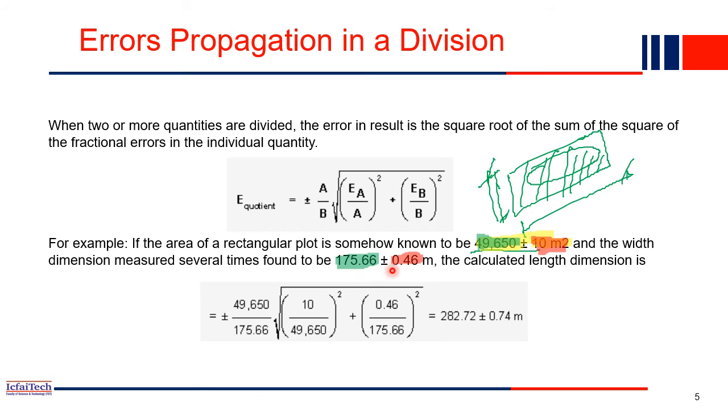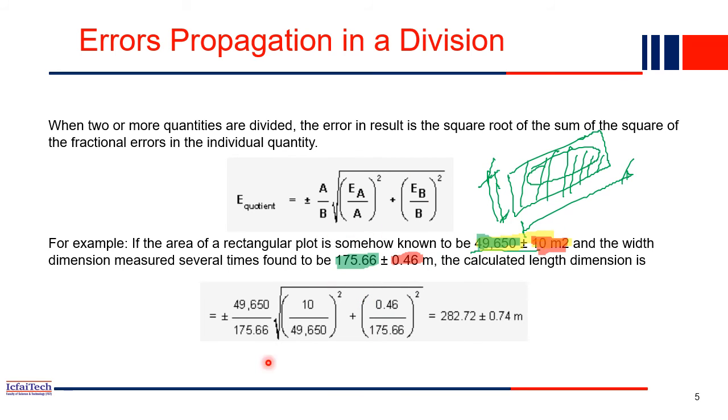In that case, how will you do it? You have to divide the area by the width. So the area is 49650, divided by this 175.66, along with the error part. So how much will the error part be? This is the expression, right? So ea is how much error?